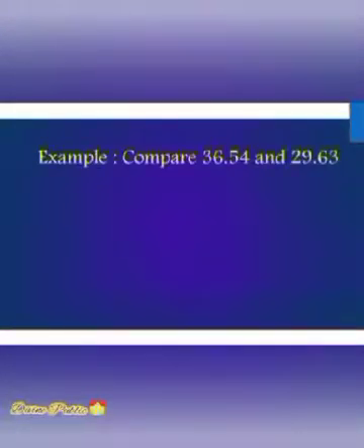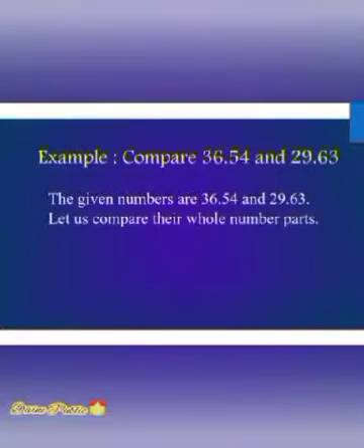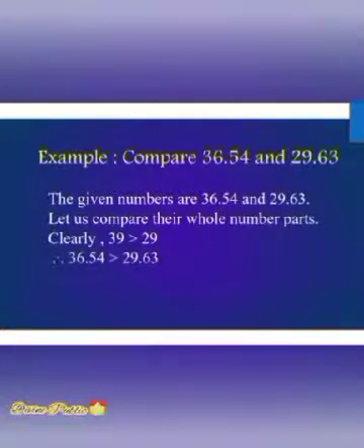Let us see the example. Compare 36.54 and 29.63. The given numbers are 36.54 and 29.63. Let us compare their whole number parts first. Here, it is clear that 36 is greater than 29. Therefore, 36.54 should be greater than 29.63.